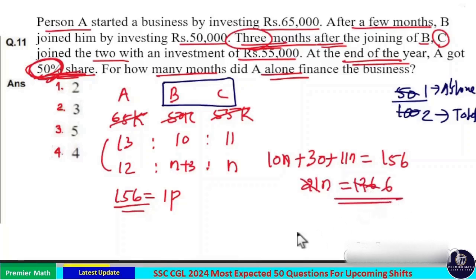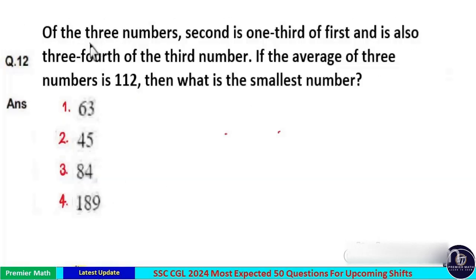So 21 goes 6 times in 126, which means here n is equal to 6, meaning C invested for 6 months, then B invested for 6 plus 3, 9 months, which means A alone invested for 3 months. So option 2 is your answer.